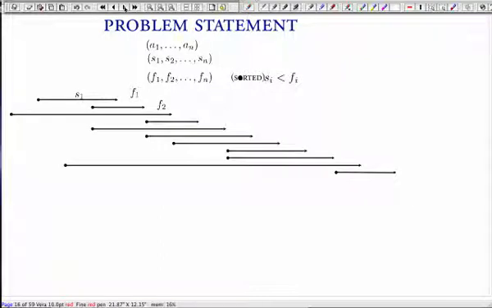A better way of representing this type of problem is with a diagram like this. By the way, we can assume that our input comes in sorted order by finish times. So just like this diagram, the finish time f1 finishes before f2, finishes before f3, all the way up to fn. And the start times are essentially represented by these dots right here. So that's essentially the problem. You're given a list of classes, and you can't have any 2 classes overlap. So you need to find a maximal set that doesn't overlap.